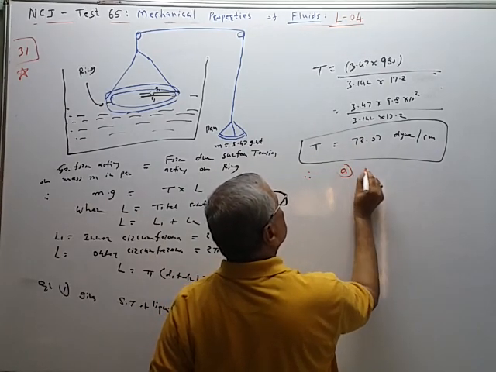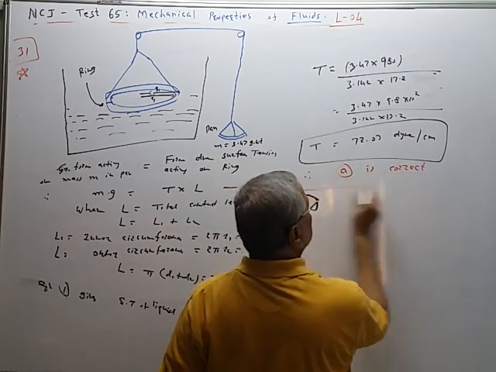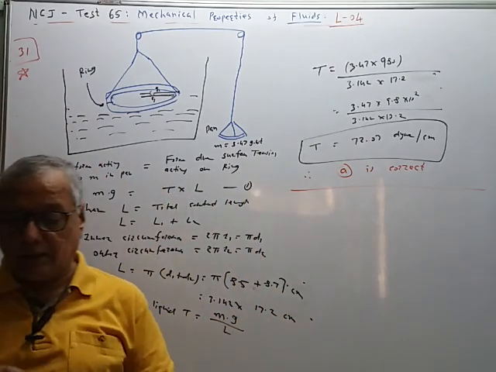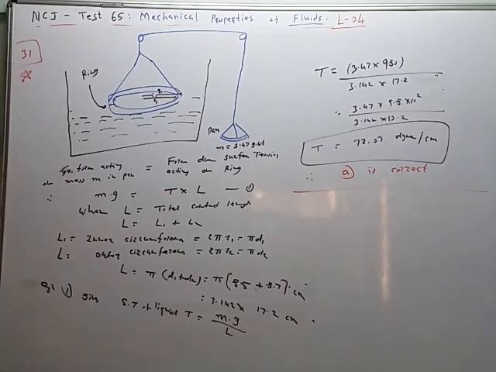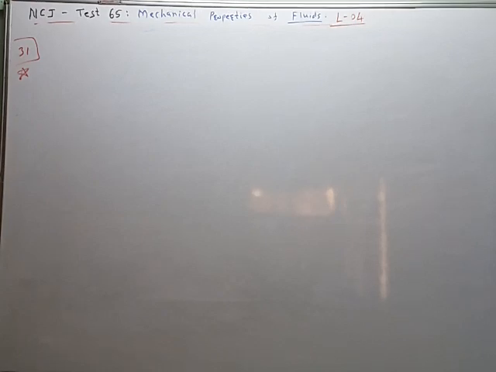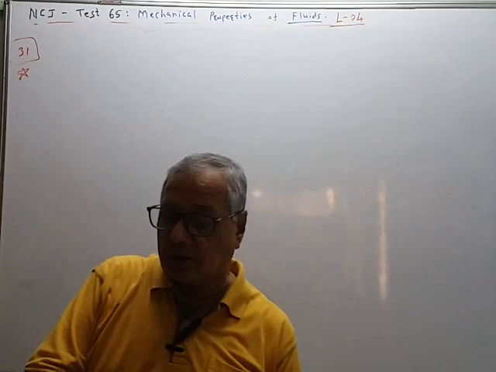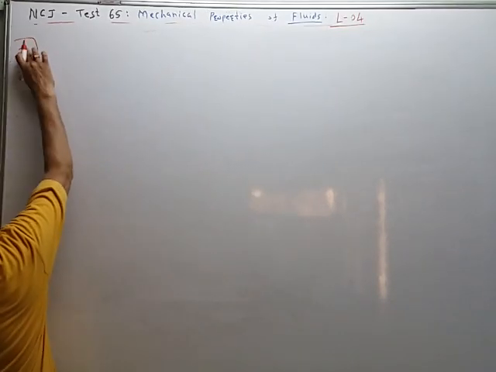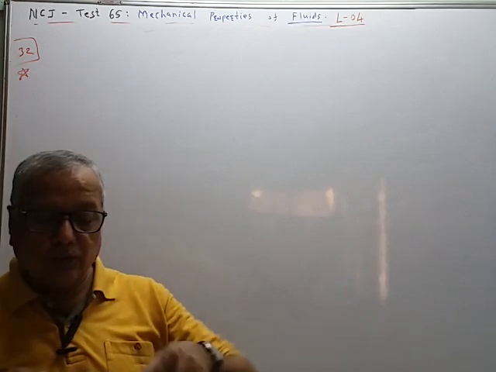So A is correct. Next, 31. Sorry, 32. 31 and 32 have same concept.